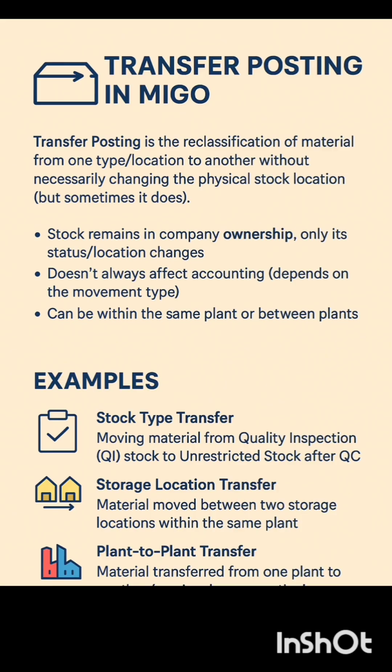Let's take examples. Moving material from quality inspection stock to unrestricted stock after QC is a stock type transfer. Similarly, material moved between two storage locations within the same plant is a storage location transfer, and in this way material transferred from one plant to another is a plant to plant transfer. In this way, MIGO is being used widely in manufacturing operations for the transfer of material from one location to another or one plant to another.